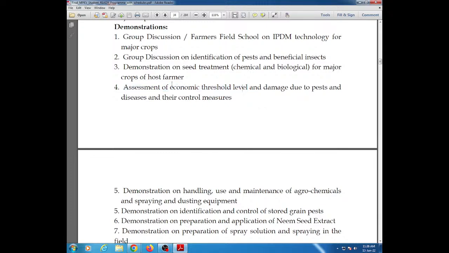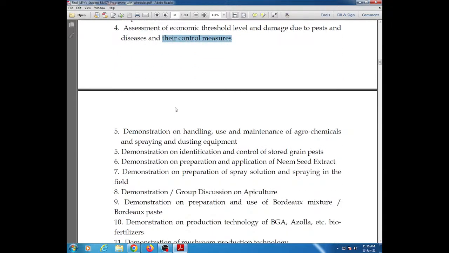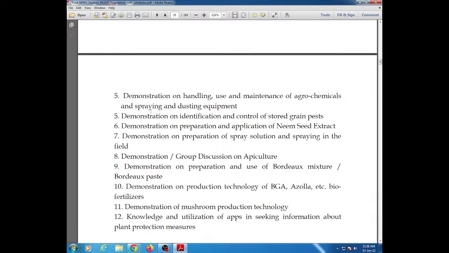So first of all you should assess the economic threshold level, and then you should give the recommendation if you have one, and later on you should assess this ETL and damage, and diseases, and then give the control measures for all those pests and diseases. Then the fifth one, here some numbering is problematic.